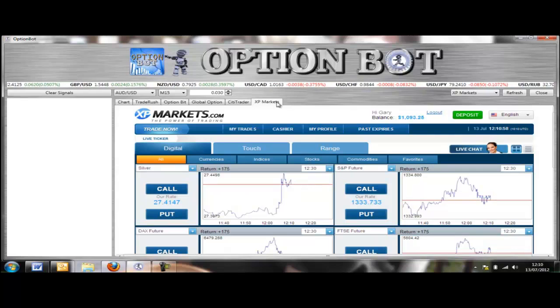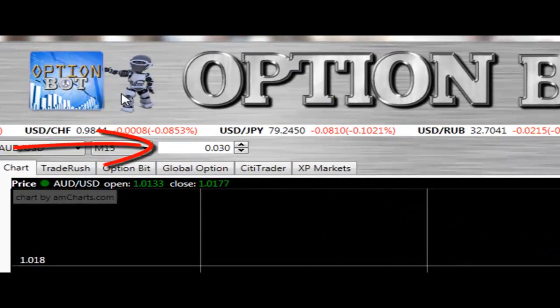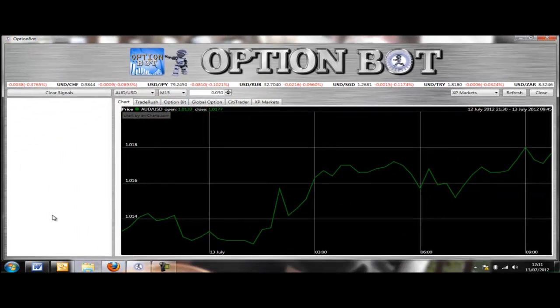So while I've been talking, the software has started analyzing data over the last 15 minutes, and it's looking for peaks and troughs, like you can see on the chart screen. Here you can set the parameter for the software to work to, and 0.030 is the equivalent to 300 pips. 300 pips is quite a large jump in currency terms. However, you can adjust this to suit your own needs.